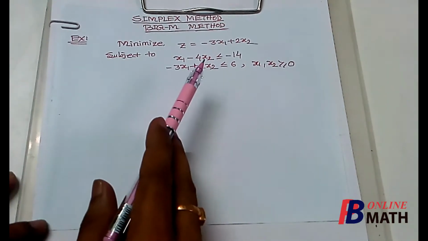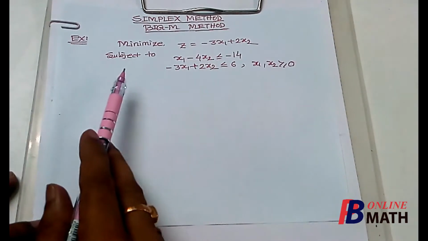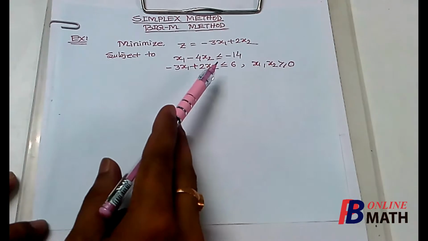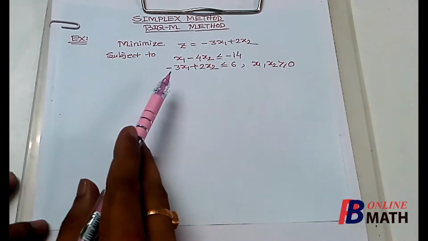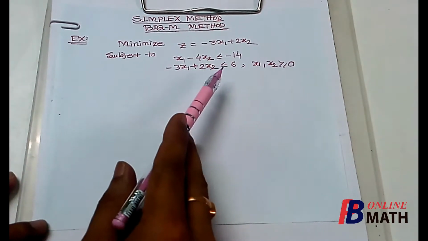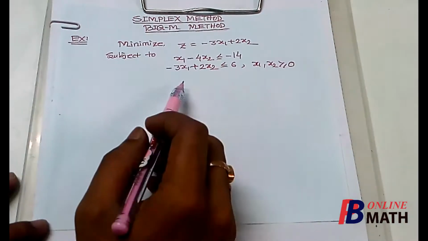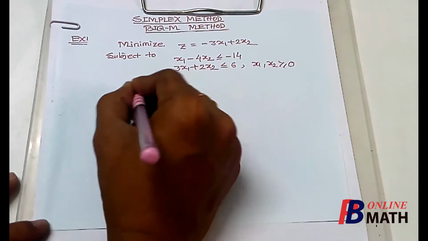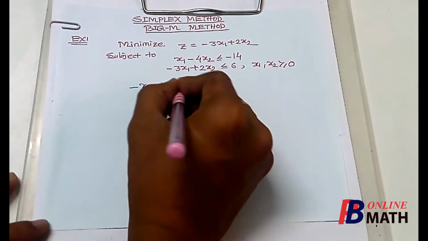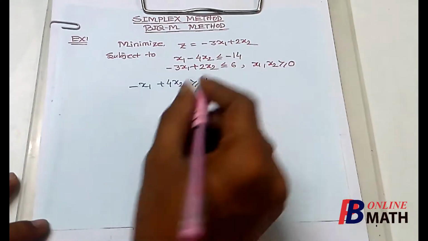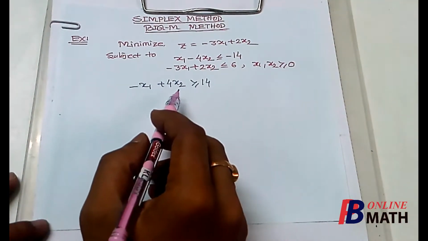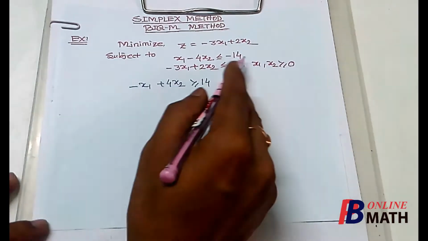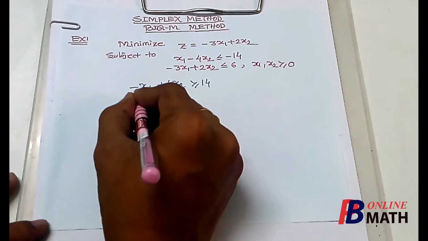Minimize z equal to minus 3x1 plus 2x2 subject to these two constraints: x1 minus 4x2 less than or equal to minus 14, and minus 3x1 plus 2x2 less than or equal to 6. Now the first constraint can be written as minus x1 plus 4x2 greater than or equal to 14, because in the simplex method we keep the right hand side positive. So this is the first constraint and this is the second constraint.